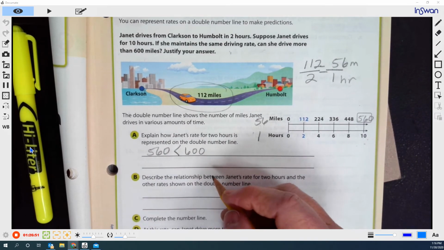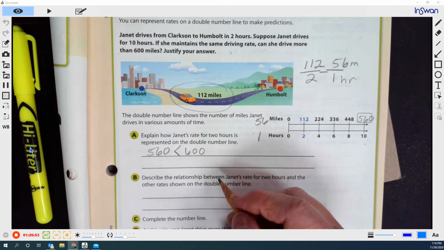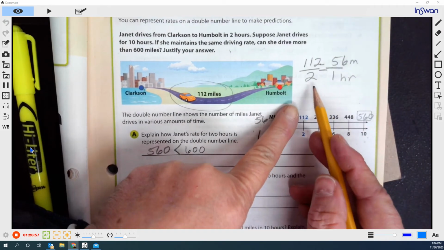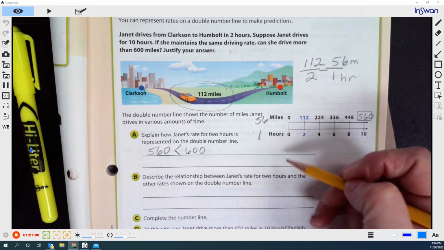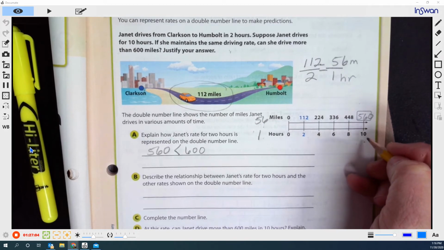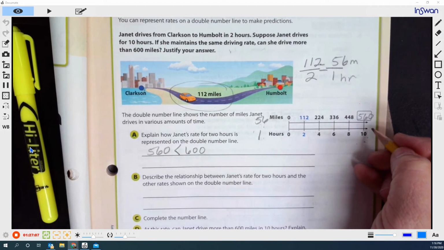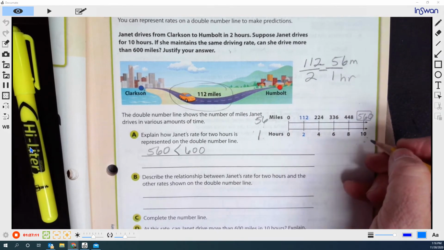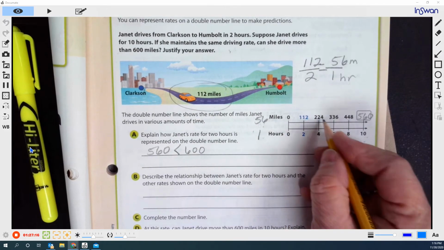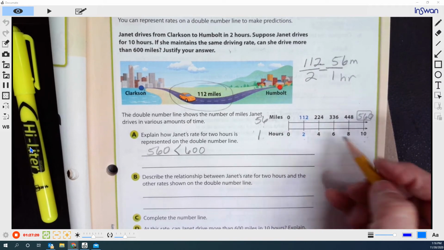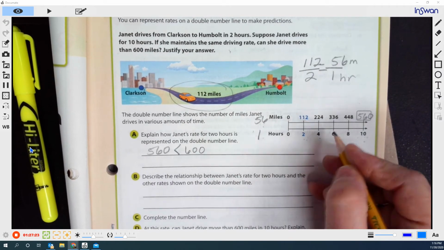So when we think about the ratio of the distance to the amount of time spent, if the distance covered in 1 hour is 56 miles, then the distance covered in 10 hours would be 560. And if I went along, this ratio for each interval can be simplified down to the 56 over 1 or the 112 over 2 because it's doubled each time.